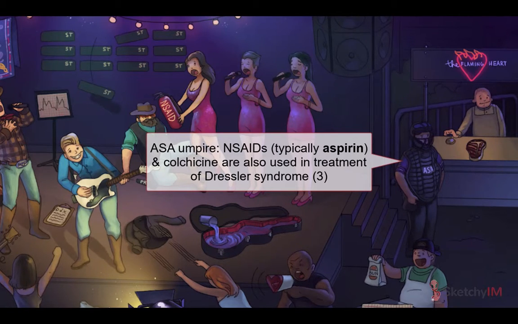Not sure what you're doing at a country bar, or why you're bouncing in umpire gear. Either way, you're a mystery guy.